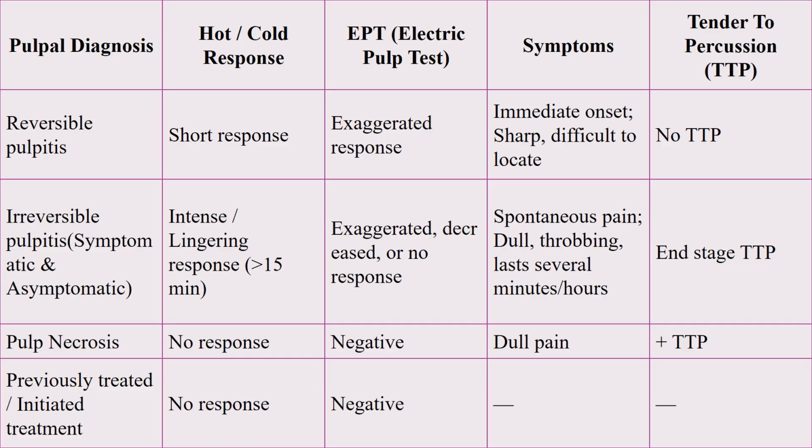And the diagnosis can be made based on the hot or cold test and an electric pulp test, the clinical signs and symptoms of patient, and tender to percussion. So for example, they can give you a scenario where the hot or cold response is a short response with an exaggerated response on EPT, and the patient presented with symptoms of immediate onset of pain, sharp and difficult to locate, and there was no tender on percussion. So if this is a case scenario given to you, then the diagnosis would be reversible pulpitis.